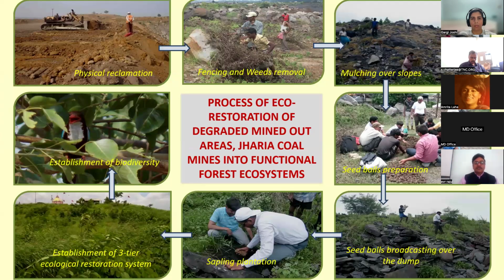So this is almost just a flow chart, showing how it happens. The physical reclamation. I will agree that in very old coal fields like the Jharia coal fields or Raniganj coal, physical reclamation may not be possible because of the paucity of land, so there's not much land available for doing concurrent reclamation. In that case, we go for direct restoration practice on the dumps or the backfill areas.